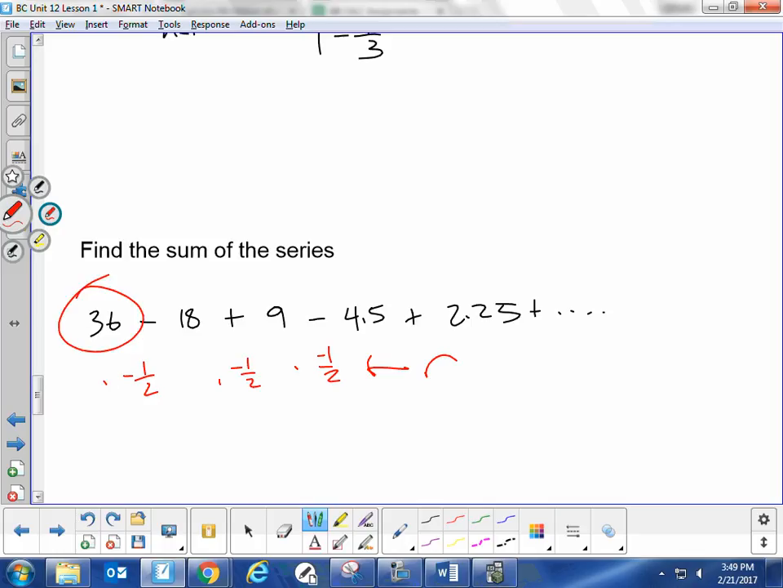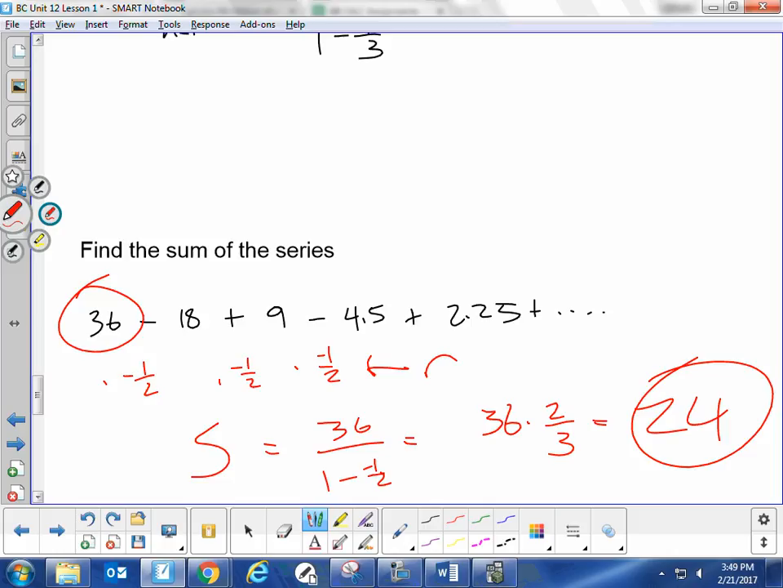Our first term is 36. Our sum would be 36 over 1 minus negative 1/2. That's 12 times 2, which is 24. Okay? Even though these terms are going on forever and ever and ever, they would converge to 24.